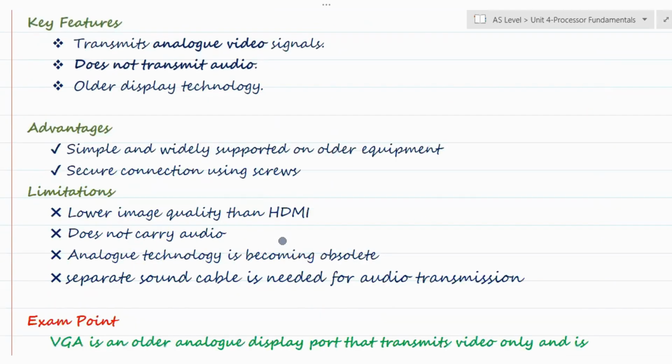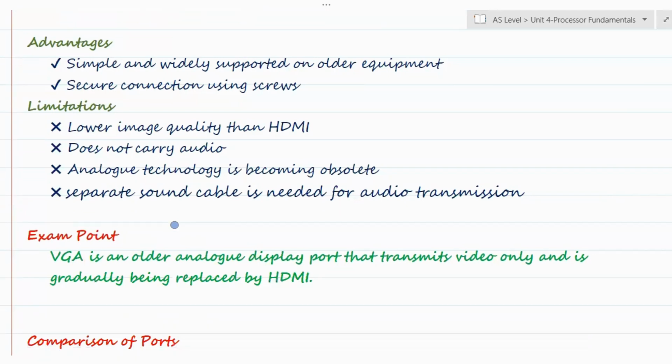These are some key features for VGA: transmits analog video signals, does not transmit audio, uses older display technology. And if you talk about advantages, it is very simple technology, secure connection, and compatible with older computers or equipments. Limitations, if we look at, lower image quality than HDMI, does not carry audio. Analog technology, which is becoming obsolete these days, separate sound cable is needed for audio transmission, right?